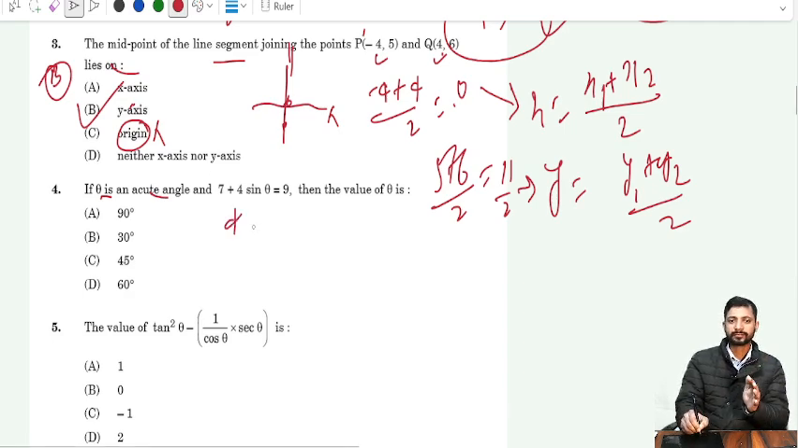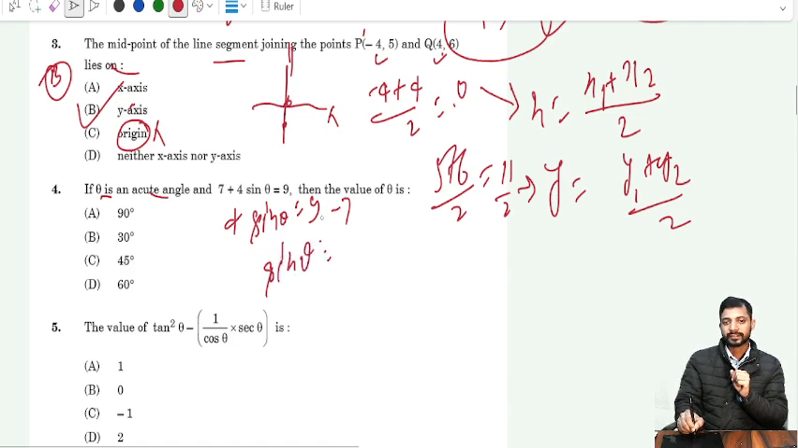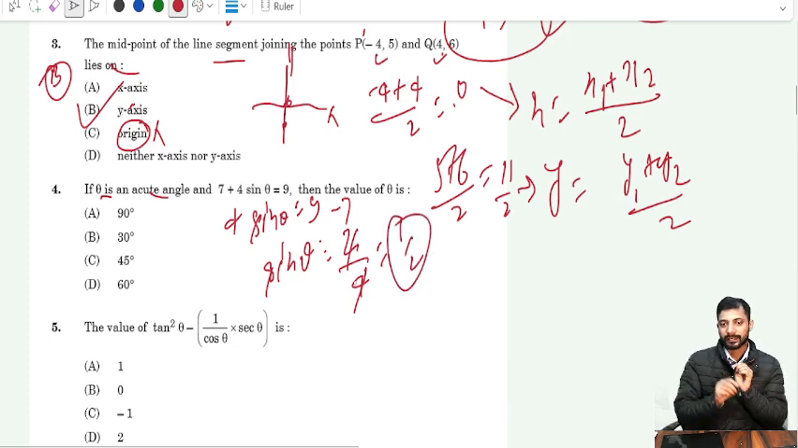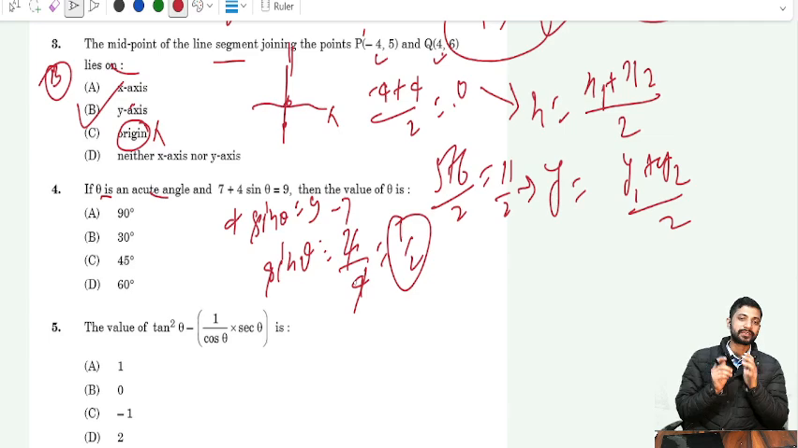How? Here you can write 4 sin theta equals 9, and this plus 7 goes to the other side, becoming minus 7. If you solve this, 4 sin theta equals 9 minus 7, which gives you 2, and this 4 goes to the other side, divided by 2. Hence it gives you 1 by 2. So for which theta is the value of sin theta 1 by 2?